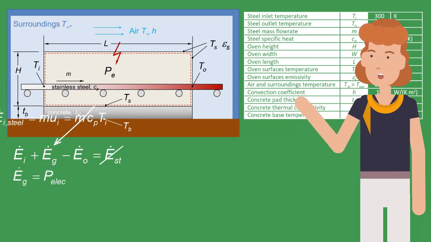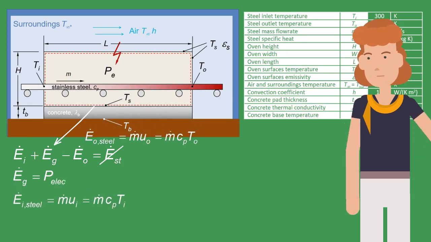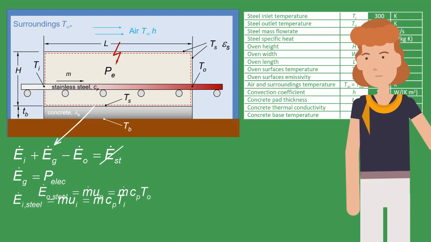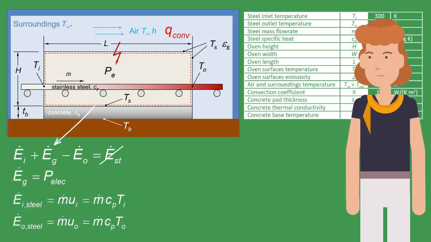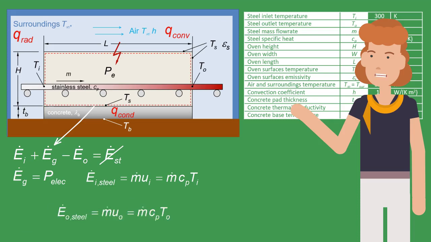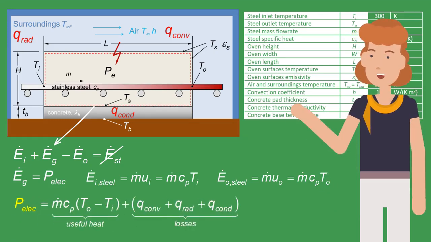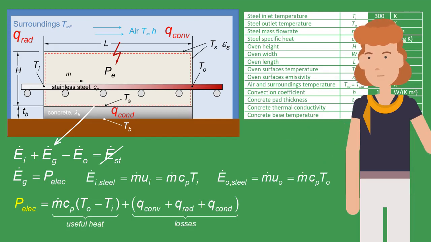For inputs and outputs, start by calculating the input and output enthalpy for the stainless steel sheet, considering that there is no phase change. As output, consider additionally the heat losses by convection, radiation, and conduction. Finally, the energy conservation equation can be written substituting each of the energy terms. The electric power needed is the sum of the energy needed to heat the steel sheet, or useful energy, plus the heat losses by convection, radiation, and conduction.